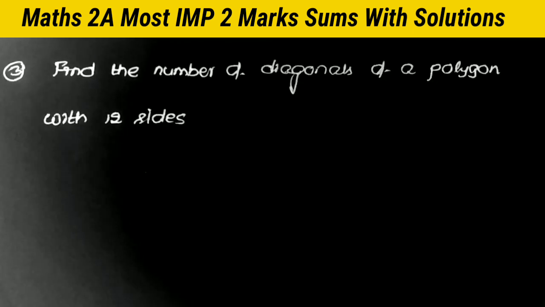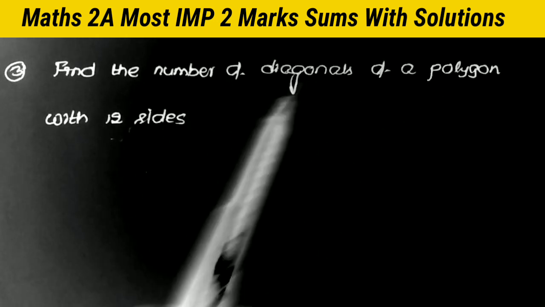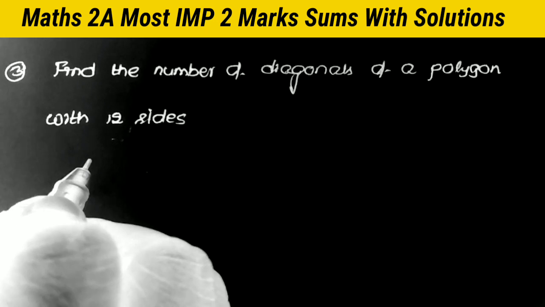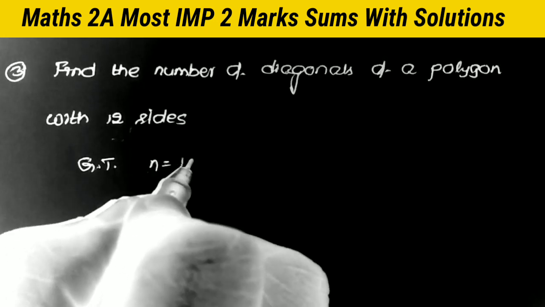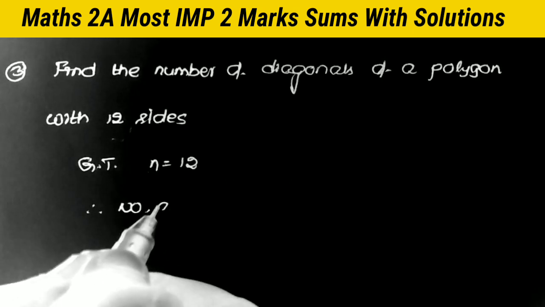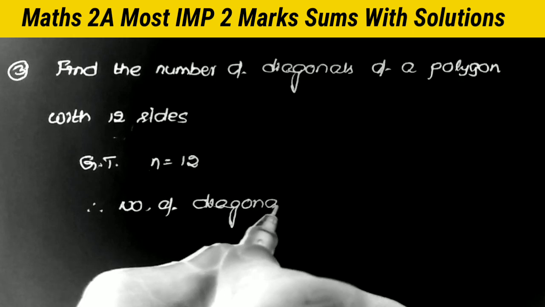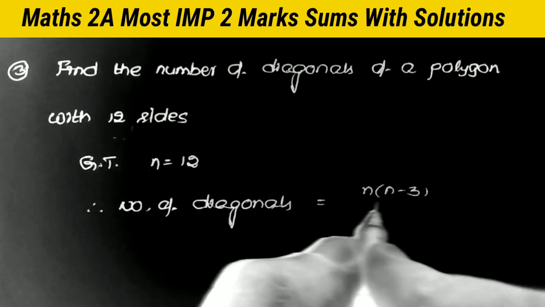Find the number of diagonals of a polygon with 12 sides. So given that a polygon has 12 sides, we want the number of diagonals. First I write the given data. Given that, I take the number of sides as n, so n is equal to 12. What we want is the number of diagonals, and the formula for the number of diagonals is n into n minus 3 by 2.